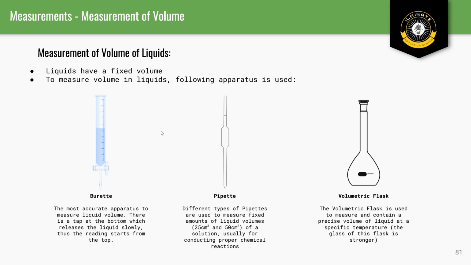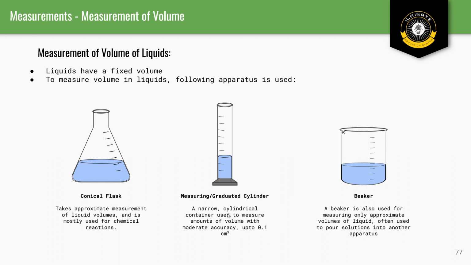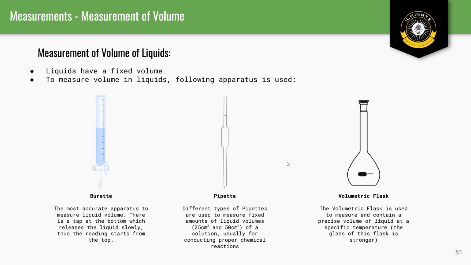In all of the instruments we looked at before, such as the graduated cylinder, the beaker, the conical flask, and even the burette and pipette, the glass used is actually quite fragile, and if you heat to really high temperatures, it can break down, and that is a hazard. So we use the volumetric flask for high temperatures, because the glass it is made from is very strong, so it does not break down.